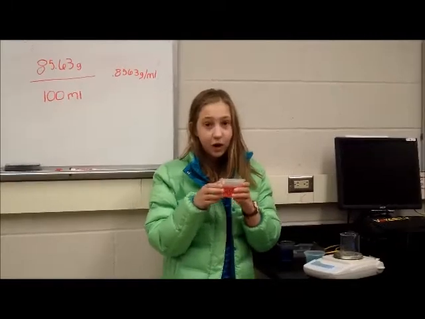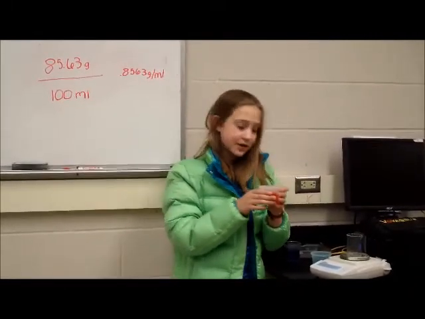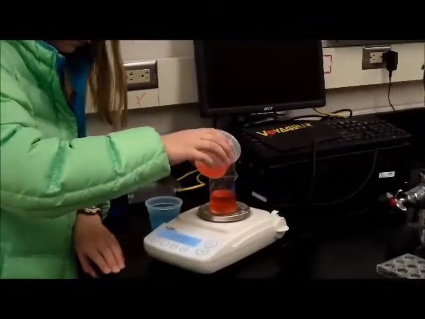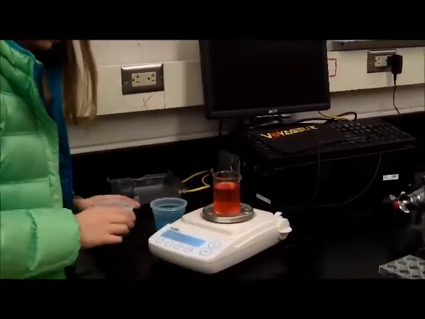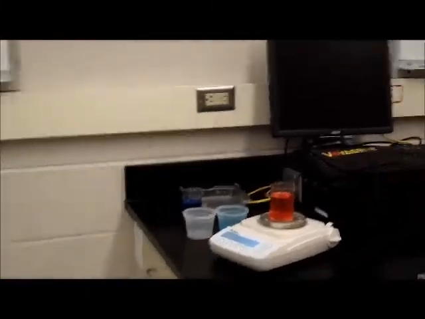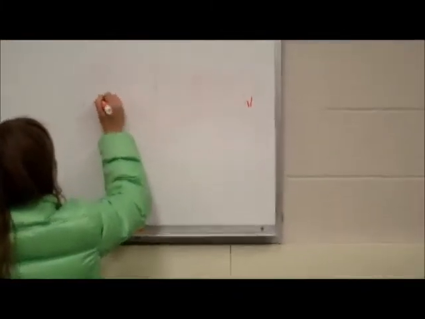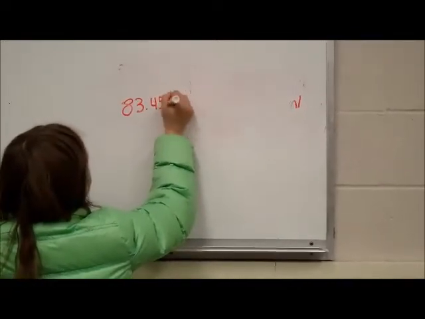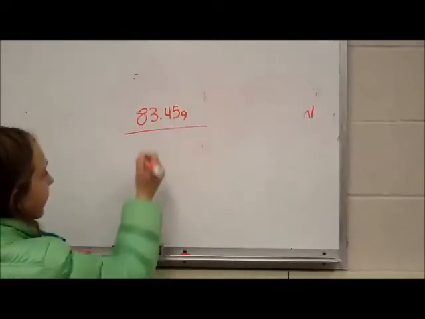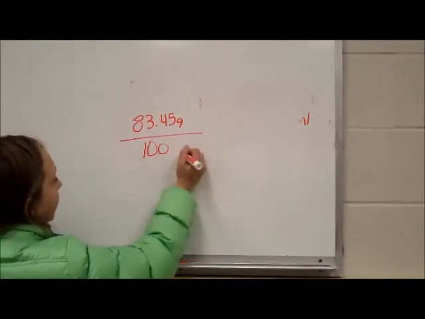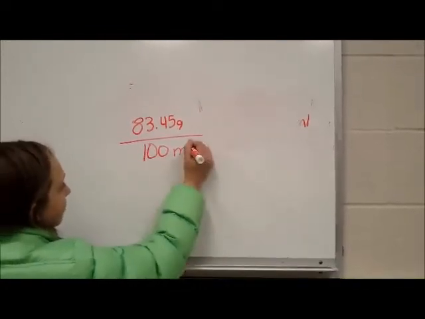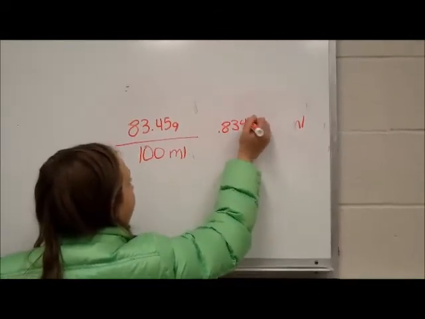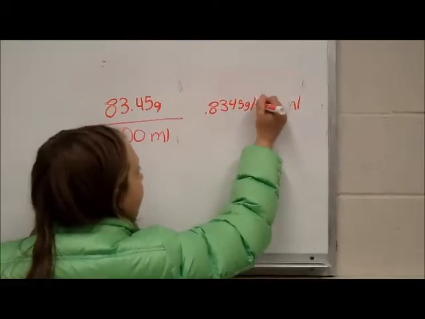Water. We've colored the water for representation purposes. The mass is 83.45 grams. And we're going to divide that by our 100 predetermined milliliters. So we should get 0.8345 grams per milliliter.